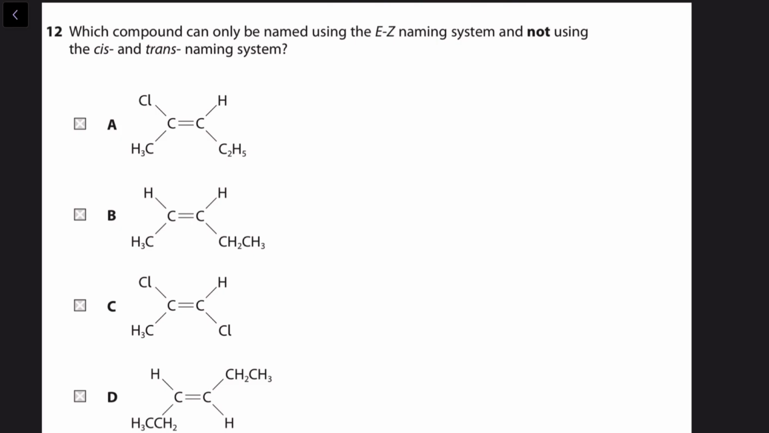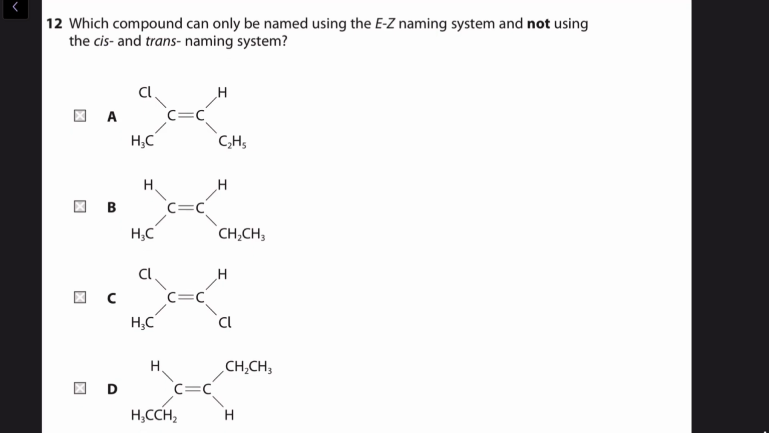However, if all 4 groups attached to the 2 carbon atoms are different, we can't use the cis-trans system. In that case, we use the E/Z naming system. So if we can see, this first molecule has 4 different groups: chlorine, hydrogen, CH3, C2H5. Therefore, the correct answer is A.